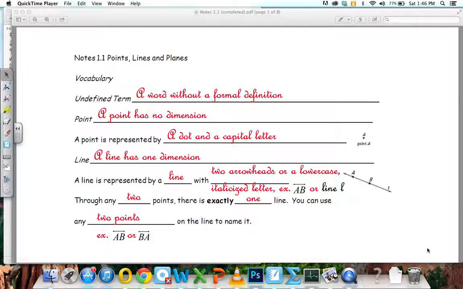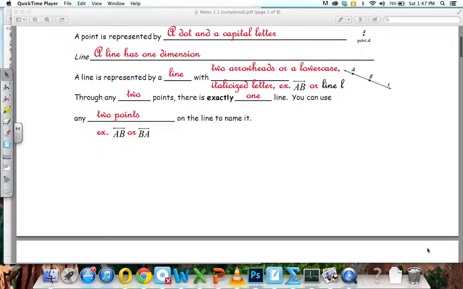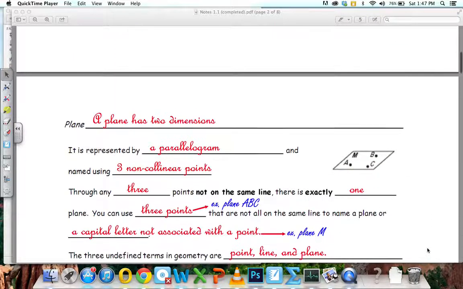The other way to name it is by calling this line L, and you'll notice that L is a lowercase letter, it's italicized, and is not associated with a point. And then we know that through any 2 points, there is exactly one line. So any 2 points in the entire universe, if they exist, then there is one line between them, regardless of whether or not you can see the line, whether it's drawn. And we can use any 2 points on a line to name it. So as I said before, this line up here, it could either be AB, it could be BA, or it could be named by additional points if they were shown.